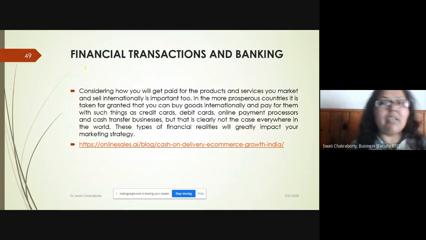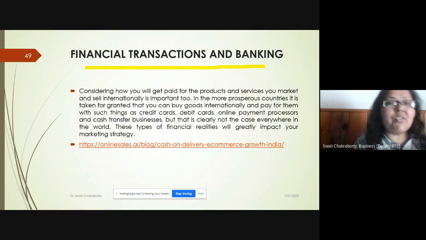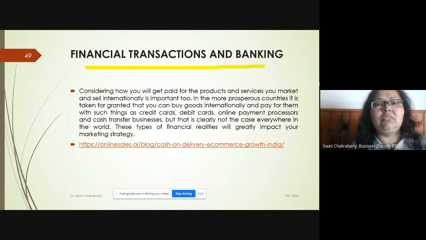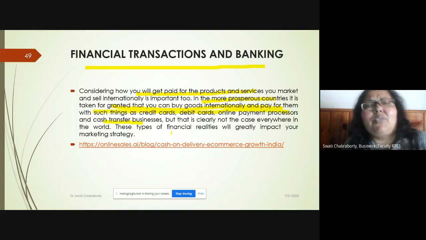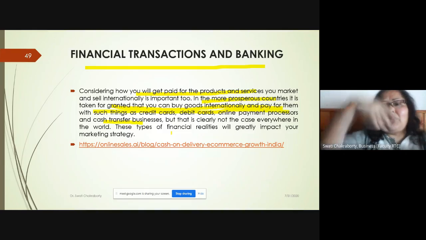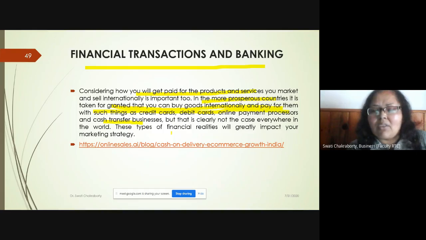Okay. Next comes up is financial and transaction banking. Sometimes you have to consider how you will get paid for the products and services that you market, right? That's important. How will you get paid? In the more developed nations, it's taken for granted that you can buy goods internationally and pay for them through credit cards, debit cards, online processes, cash transfer business. But that is not the case everywhere. So you have to look into this when you sell your products, because you cannot personally go and sell it. You're selling it online, internationally, and the payment has to be done through online payments, using your credit cards. So is it really applicable in that nation?